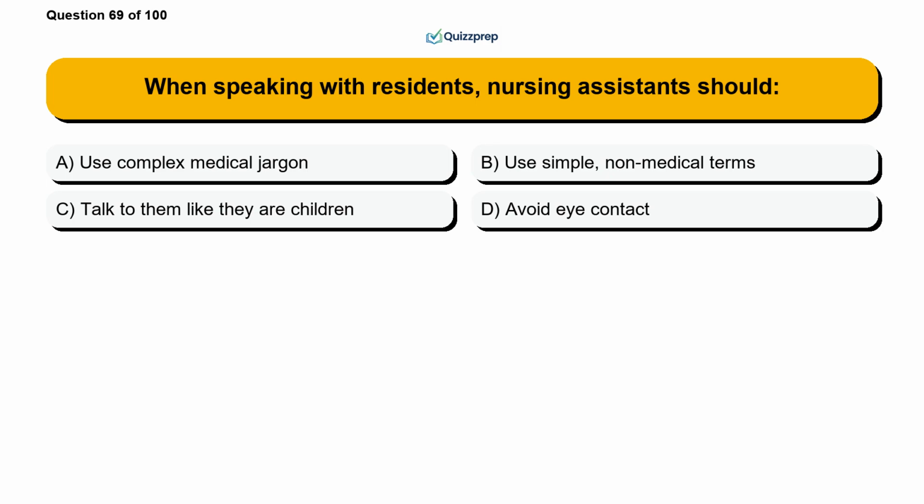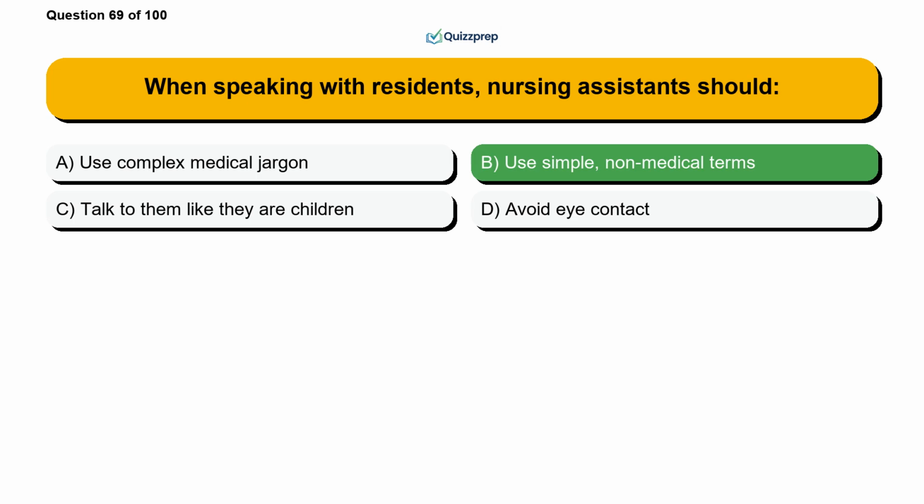Question 69. When speaking with residents, nursing assistants should: Option A, use complex medical jargon. Option B, use simple, non-medical terms. Option C, talk to them like they are children. Option D, avoid eye contact. The correct answer is option B, use simple, non-medical terms.